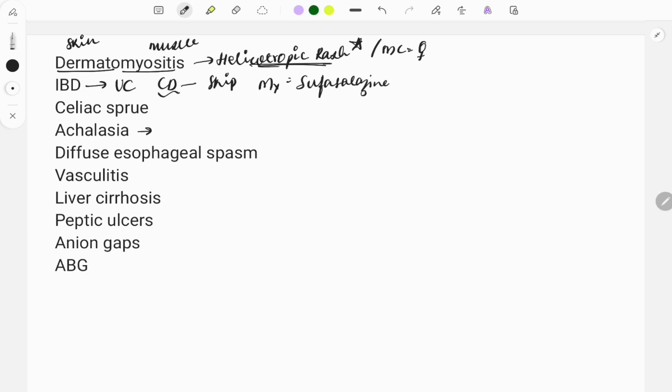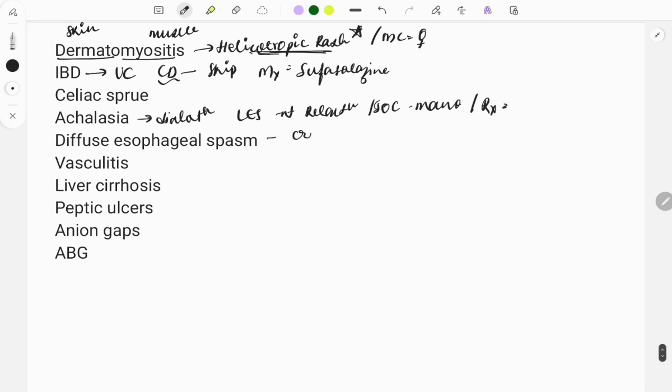Achalasia cardia is an esophageal disorder in which there will be dilation of the esophagus, because the lower esophageal sphincter will not relax, there is absent relaxation of it. So questions are asked on the investigation of choice, which is manometry, and treatment. How do we treat diffuse esophageal spasm? On the chest X-ray, you can see a corkscrew appearance. This is an image-based question asked multiple times, this corkscrew appearance, and it is due to increased motility of the esophagus.